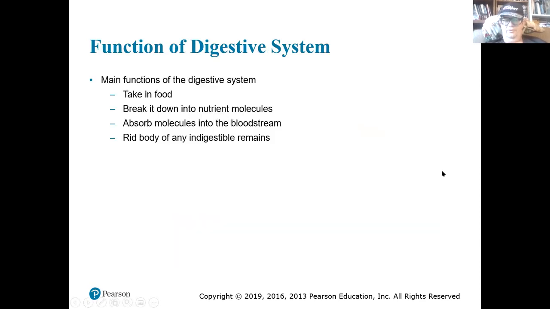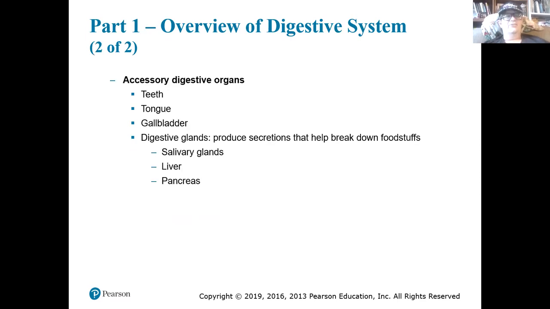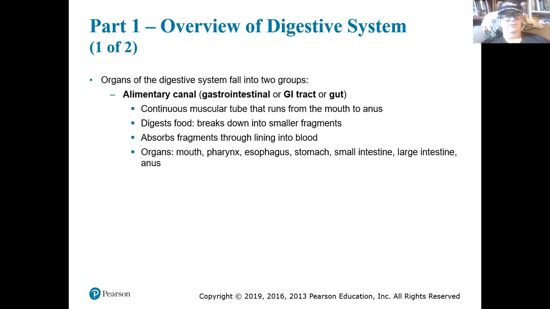Okay, so let's move on. We're gonna do anatomy for the first part here. So, overview of the digestive system. They say organs fall into two categories or two groups. They're going to have the GI tract, the canal, the tube through the body, and then the accessory organs, the things that assist, that are not part of the tube itself.